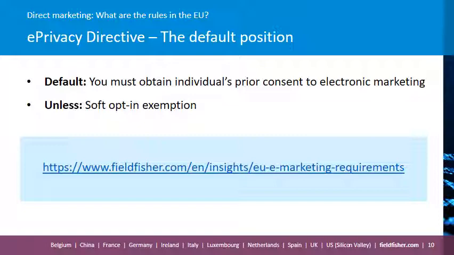As mentioned, the rules that apply when you send B2B or business-to-business electronic marketing differ more widely across member states, depending on the local laws that are applied in each country. Some countries permit B2B marketing on an opt-out basis, whilst others permit it on an opt-in basis unless the soft opt-in exemption applies. If you'd like to compare the position across different member states in more detail, we've included a link in this slide to a very helpful resource that Fieldfisher has prepared. This shows the various local law consent requirements for sending both B2B and B2C electronic marketing across Europe, both on a first-party and a third-party basis.